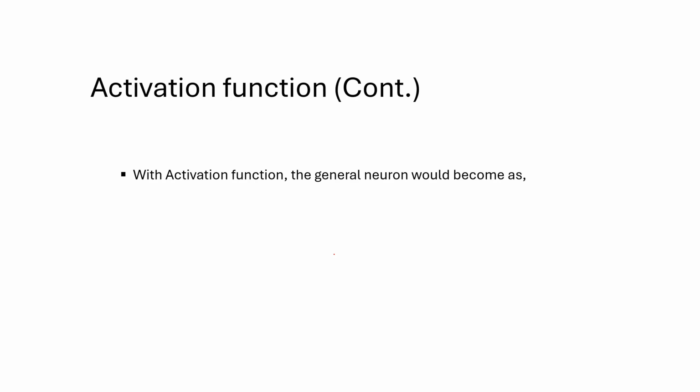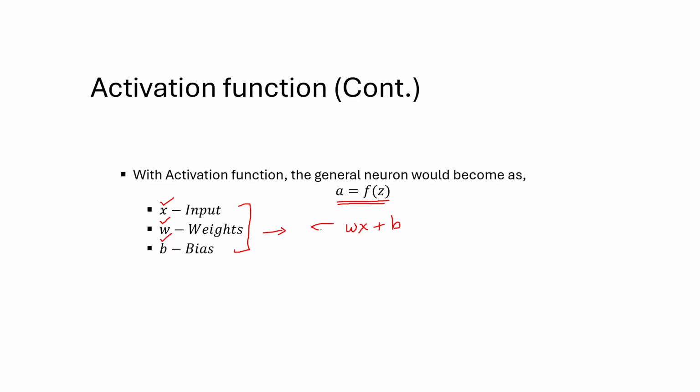So now with the activation function, the general neuron would become something like this. A is equal to f of z. Before understanding this, let's assume that the input is x, the associated weight is w, and the associated bias, which is some constant value, is b. Then first of all, a weighted summation will be calculated as wx plus b when there is one input. When there are several, starting from i equal to 1 up till n, the weighted summation will be calculated as wi multiplied by xi plus b, the bias.